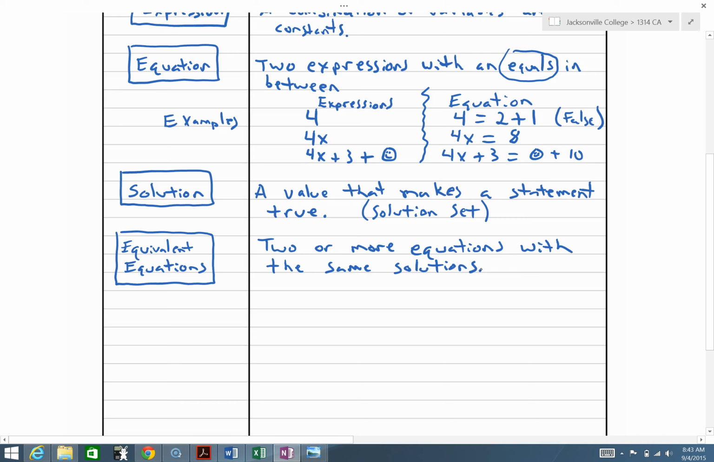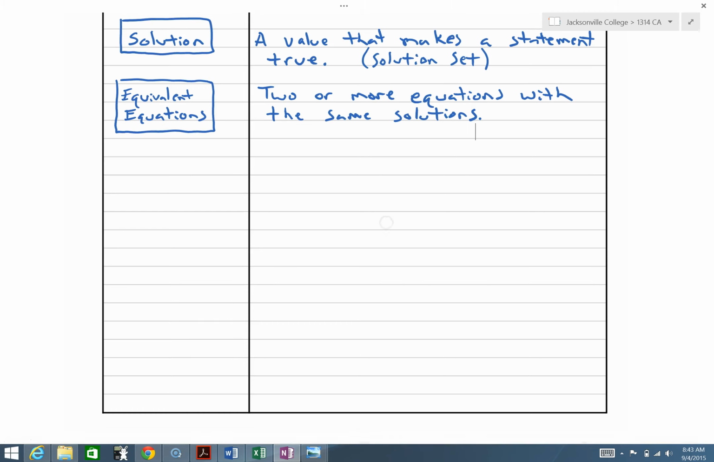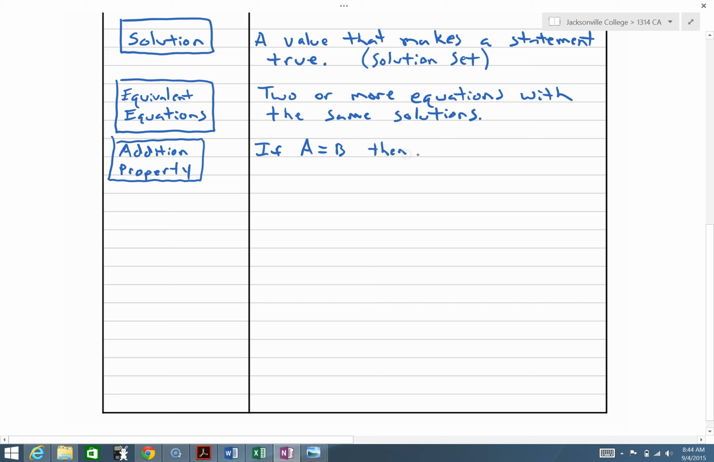And we can obtain equivalent equations by one of these next two steps. We can use the addition property. Okay. The addition property states if A is equal to B, then if we add some number to both sides, those equations are still equivalent. A plus C is equal to B plus C.